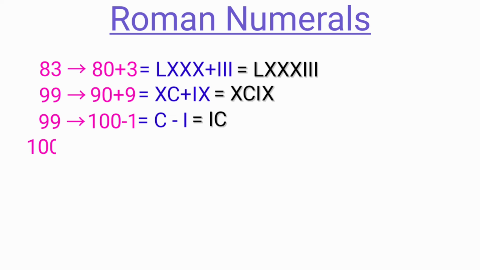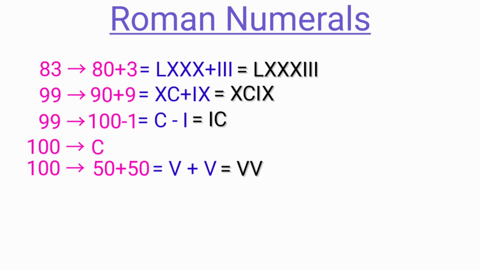Next is 100. Symbol for 100 is C. There is also another way to write 100, that is 50 plus 50. In Roman numerals, we can write 50 plus 50 by writing VV. So, to write 99 and 100, we have two ways. But are they both correct? No. Correct way to write 99 is XCIX. And correct way to write 100 is C.